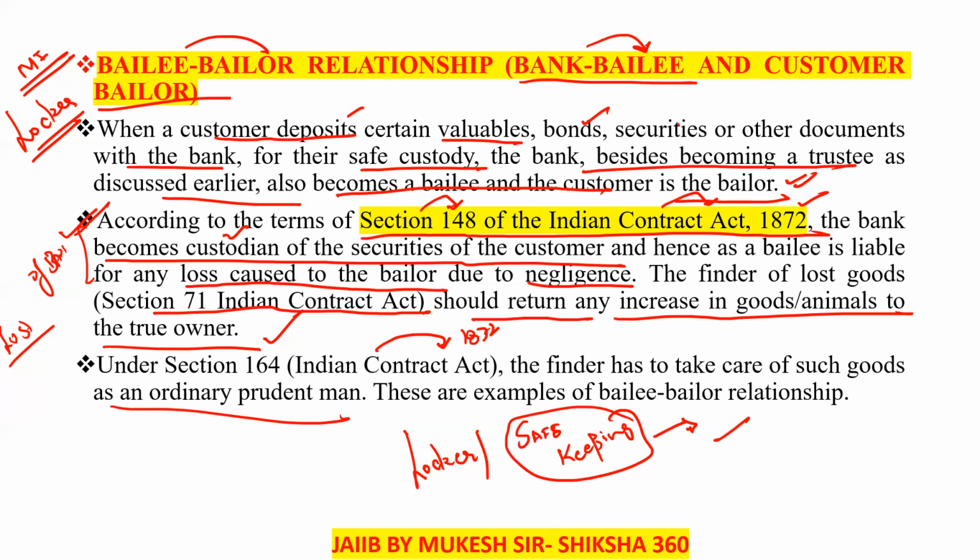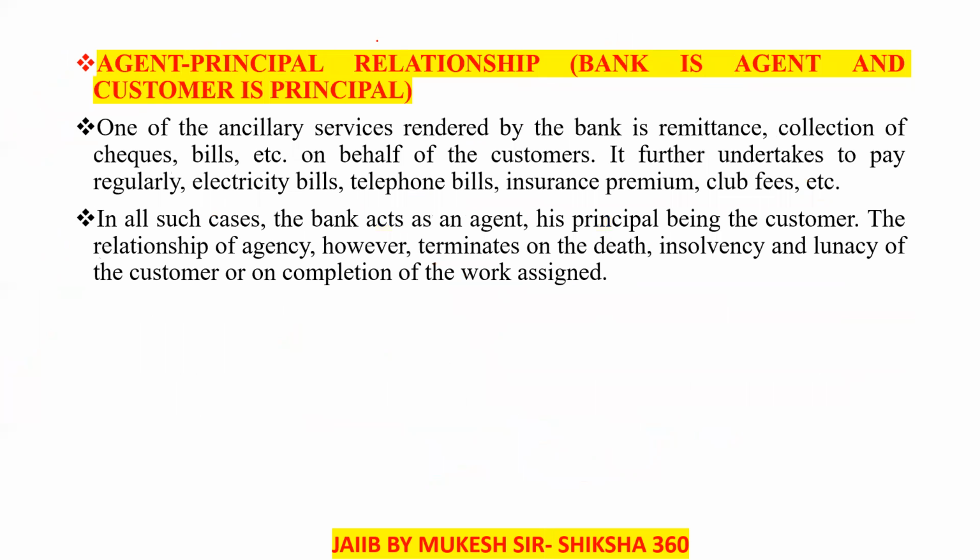Now move to the next one: the agent-principal relationship. The bank acts as an agent and the customer acts as the principal. One of the ancillary services rendered by the bank is remittances, that is, the remittance of money and the collection of checks, bills, etc. on behalf of the customers.